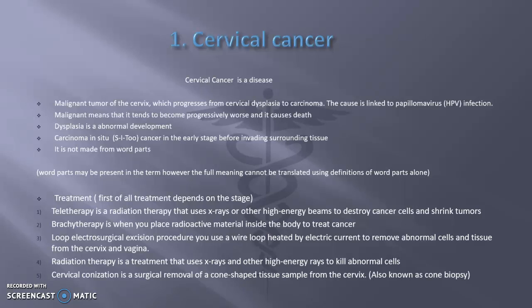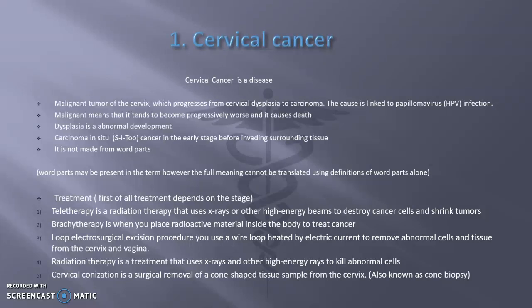So the treatment for it depends on the stage. Teletherapy is a radiation therapy that uses X-rays or other high-energy beams to destroy cancer cells and shrink tumors. Brachytherapy is when you place radioactive material inside the body to treat the cancer. A loop electrosurgical excision procedure is when you use a wire loop heated by electric current to remove abnormal cells and tissue in the cervix and the vagina.